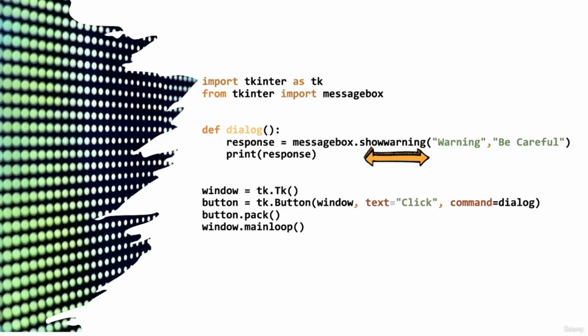The show warning function is also a part of the MessageBox module, and it accepts two string data type arguments, however, it only contains one OK button when displayed. So it's a perfect tool to use when you want to warn the user, and when we press OK, the value is stored in our variable, and as a result of using the print function in our callback, the same message will appear in our console.